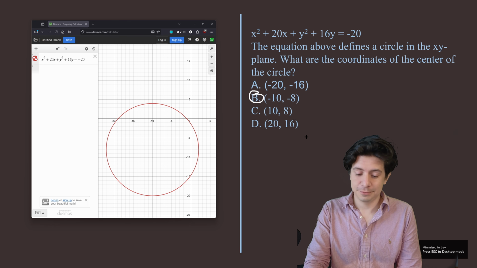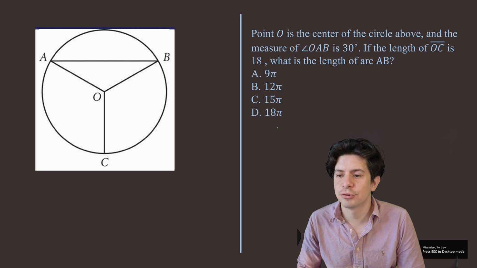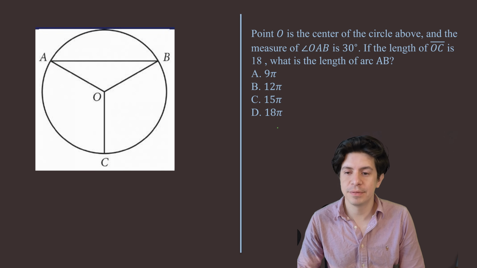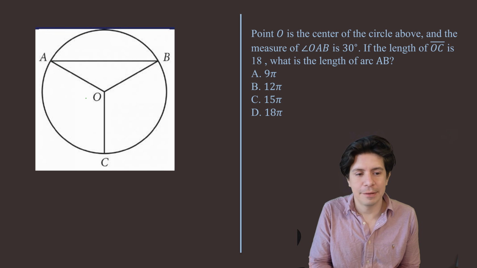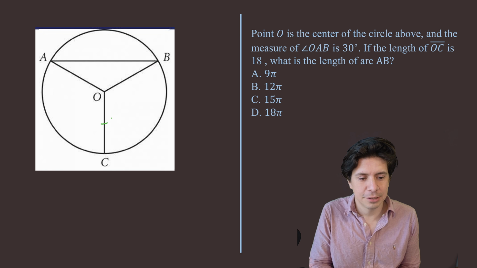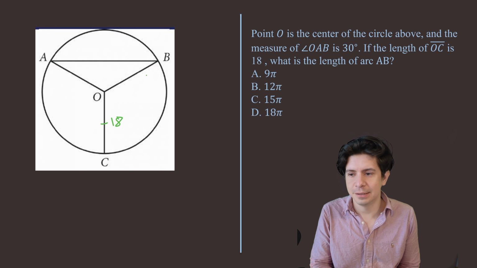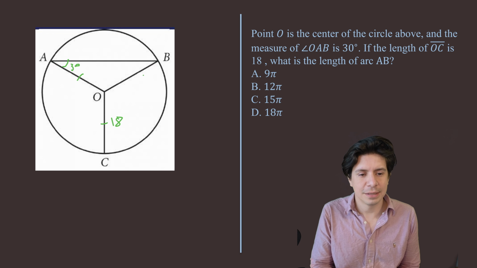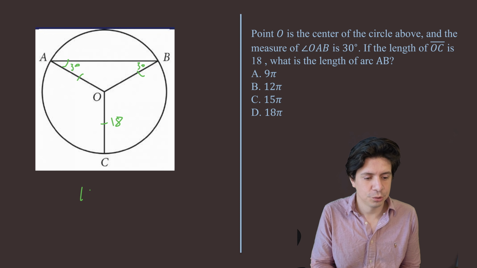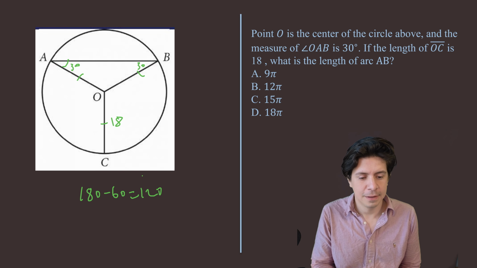Desmos is a lifesaver. All right, so we have point O as the center of the circle above, and the measure of angle OAB is 30 degrees. If the length of OC is 18, what is the length of arc AB? So OC is here, that's 18. That means the radius is 18. This is 30 degrees for OAB. Because this is also a radius and this is also a radius, it's an isosceles triangle, so this is also 30. So 30 plus 30 is 60. So you do 180 minus 60, that gets you 120. That's this angle.